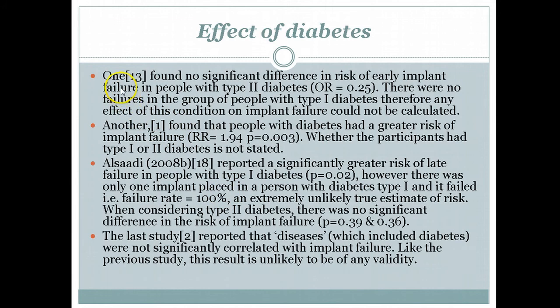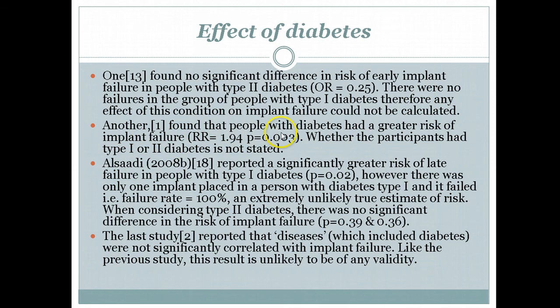In another study, they found no significant difference in risk of early implant failure in people with type 2 diabetes, with the OR less than 1 at 0.25. There were no failures in the group of people with type 1 diabetes. Therefore, any effect of this condition on implant failure could not be calculated. So they didn't have enough failures to make any conclusion.